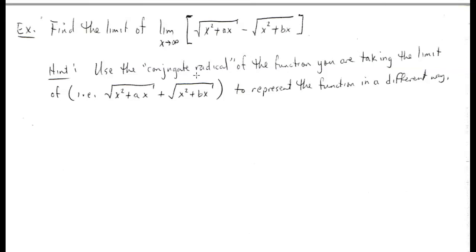Now, if we did not know about this conjugate radical technique, the most that I could probably do here is really just plug in infinity. Okay. And so if I did that, if I had infinity here and infinity there, then I would just have square root of infinity squared plus infinity would just be infinity, minus same kind of thing here.